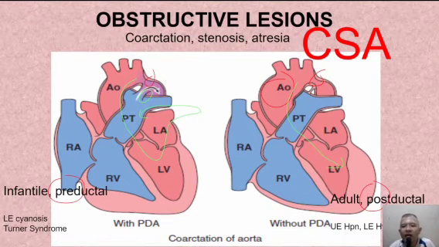The second type is the adult, or postductal, type. It has no PDA, and you have upper extremity hypertension, lower extremity hypotension, and rib notching.